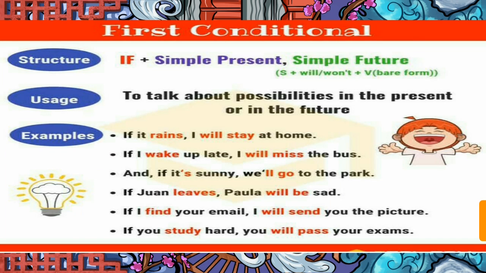Let's consider these examples. If it rains, I will stay at home. If I wake up late, I'll miss the bus. And if it's sunny, we'll go to the park. It's quite clear from these examples, starting with the if clause, that one condition is reliant on the next part of the sentence. If Joanne leaves, Paula will be sad. If I find your email, I'll send you the picture. If you study hard, you will pass your exams. So I hope all the examples have helped you comprehend this topic clearly.